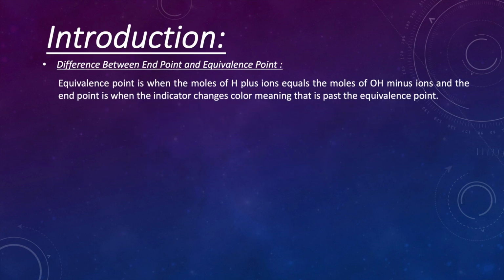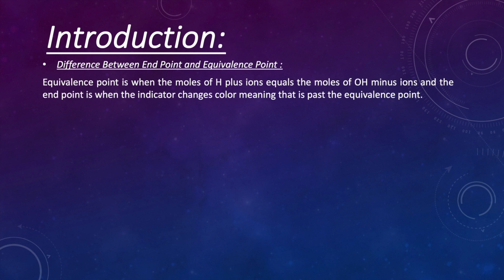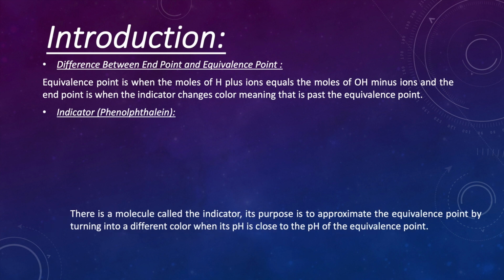Now, the difference between the endpoint and the equivalence point is that the equivalence point is when the moles of hydrogen plus ions equals the moles of the hydroxide minus ions, and the endpoint is when the indicator changes color, meaning that it's past the equivalence point.